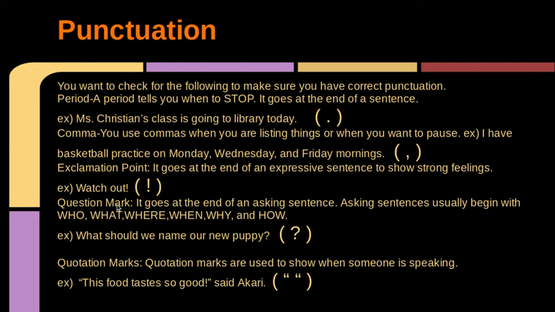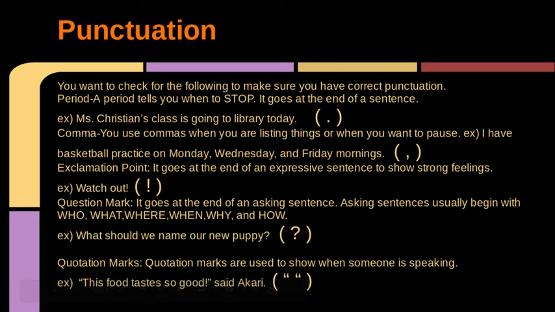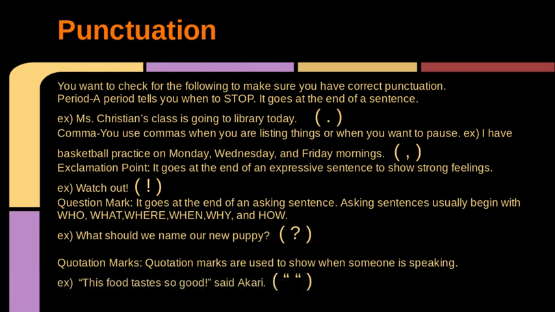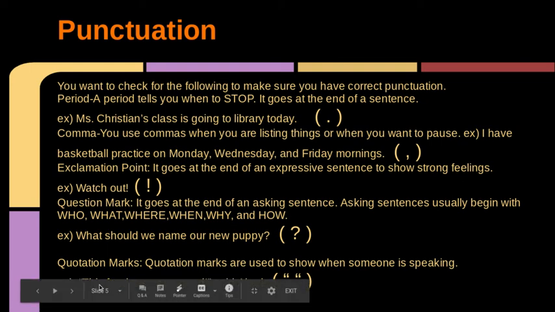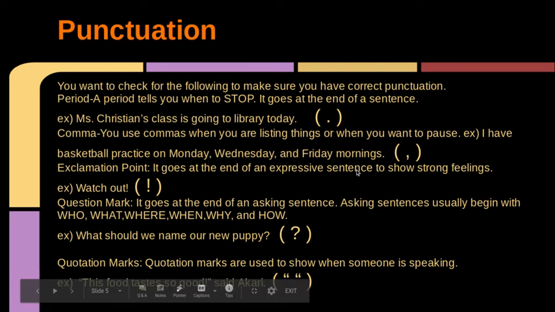The next is the question mark. That goes at the end of an asking sentence. Asking sentences usually begin with a who, what, where, when, why, or how type of question. For example, what should we name our new puppy? There's the question mark. And then the last one is a quotation mark. Quotation marks are used to show when someone is speaking. For example, if you look at my example sentence at the bottom, it says, "This food tastes so good," said Akari. And then there's your quotation marks. Remember, you're allowed to pause this video anytime you need so that you can look at these when you're doing your editing today.